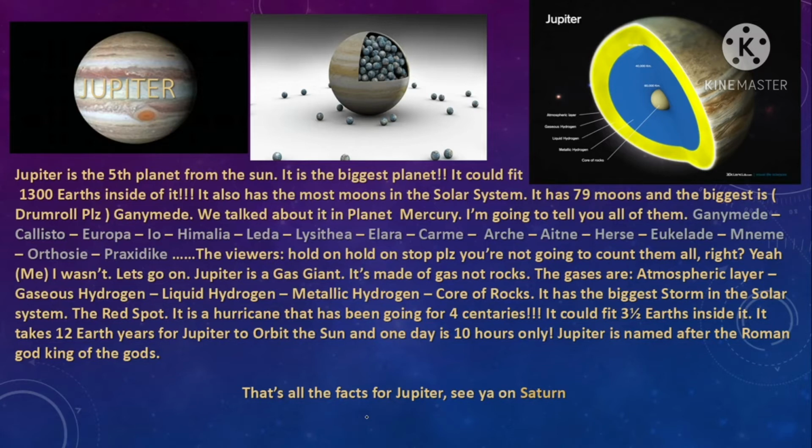Jupiter is named after the Roman god, the king of the gods, Jupiter, because of his size. Okay, Jupiter is the fifth planet from the Sun. It is the biggest planet. It could fit 1,300 Earths inside it.